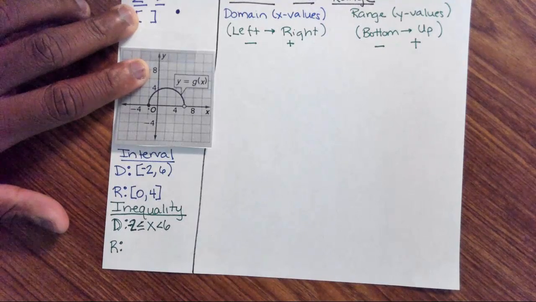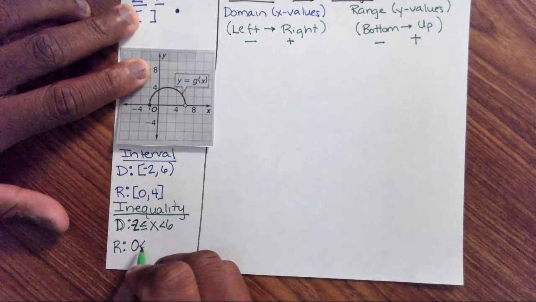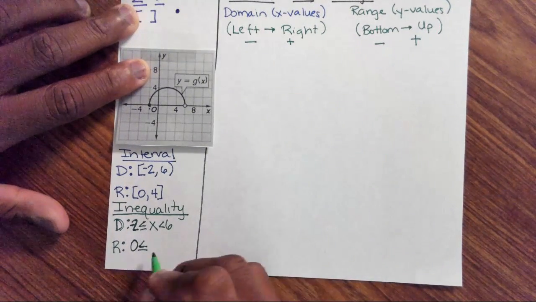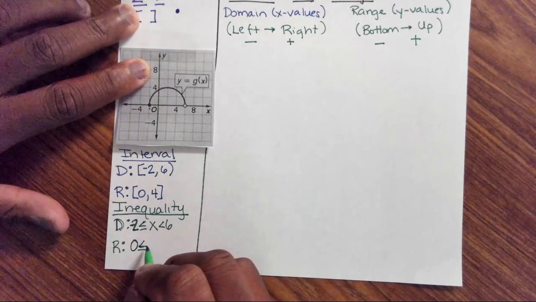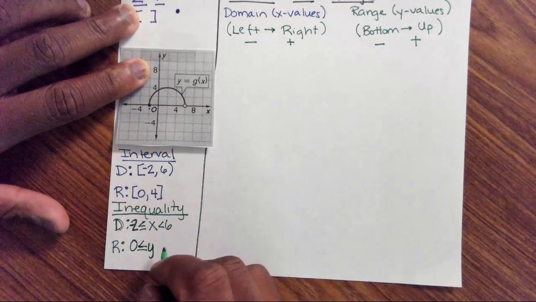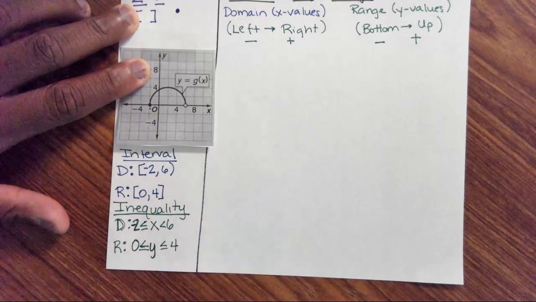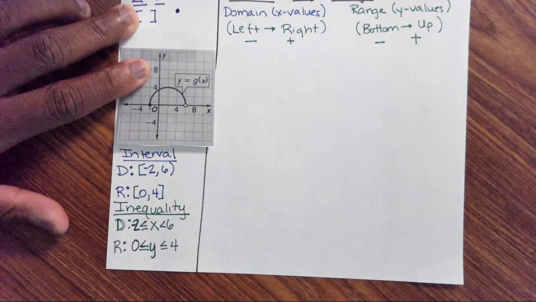Now the range of the function. We're including both 0 and 4, right? So this will be 0 is less than or equal to, what comes in the middle? Y. Realize it's y this time because you're talking about the range now. 0 is less than or equal to y, which is less than or equal to 4. Y'all understand that?